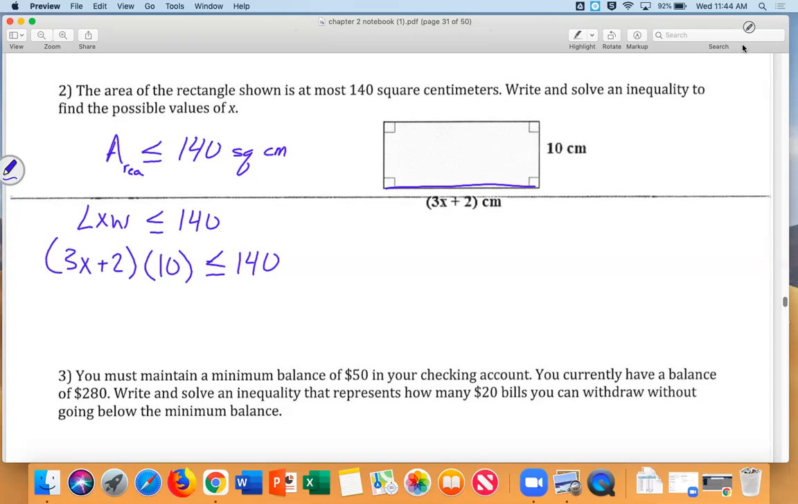Not yet. Okay. Chucky told me to distribute that 10 throughout. So Chucky, what's 3 times 10? 30. Ellie, 2 times 10?